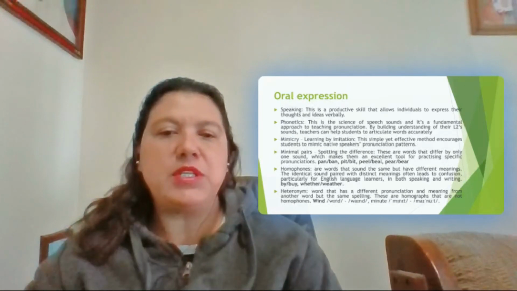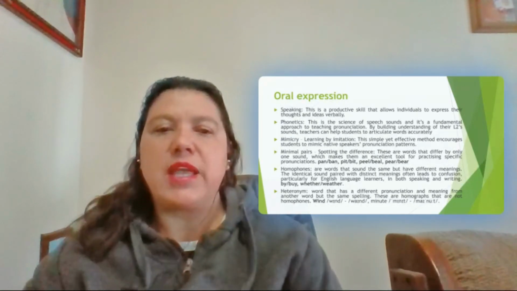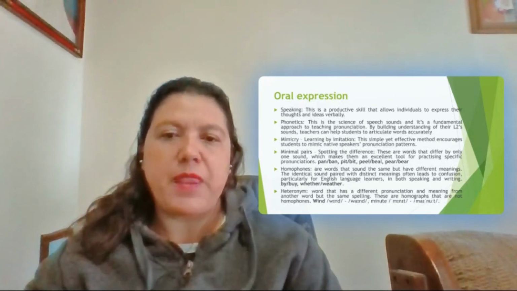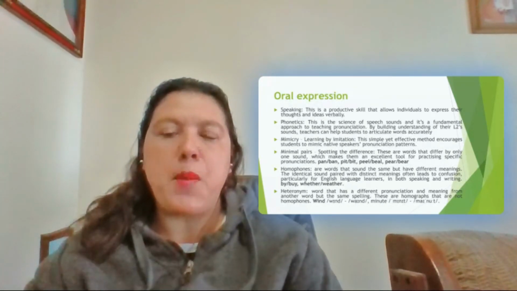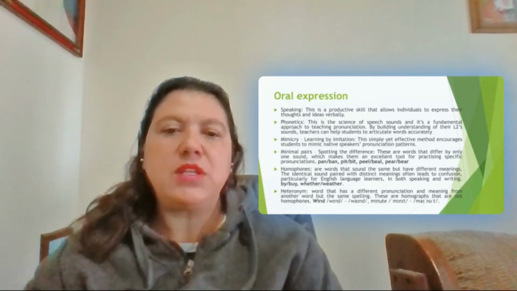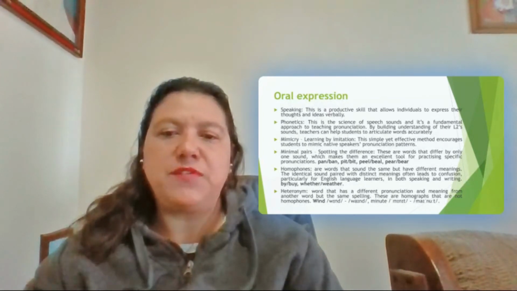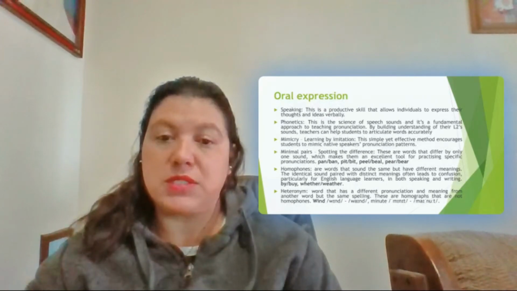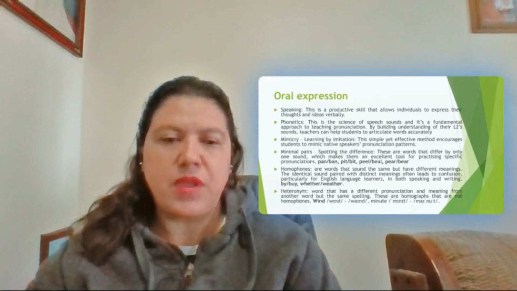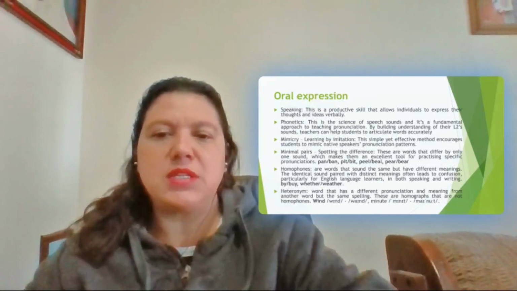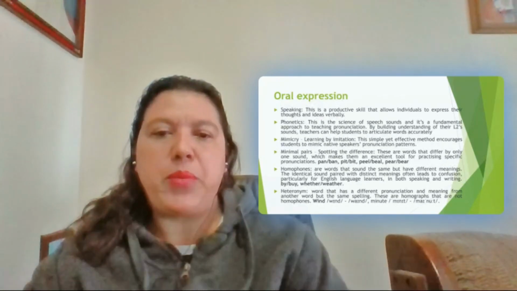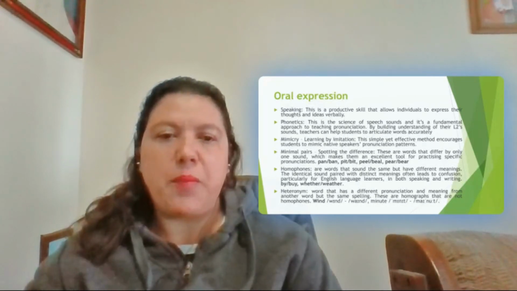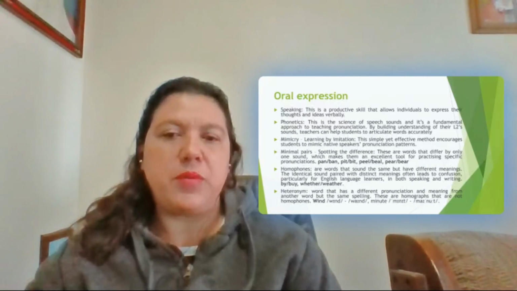Mimicry, learning by imitation. This simple yet effective method encourages students to mimic native speakers' pronunciation patterns. We have minimal pairs. Spotting the difference. These are words that differ by only one sound, which makes them an excellent tool for practicing specific pronunciations. Here I wrote some examples for practicing the P and B. We have pen, Ben, pet, bit, pill, bill, peer, and beer.